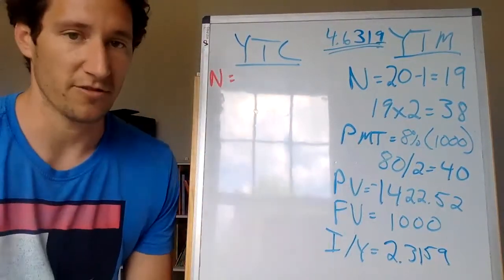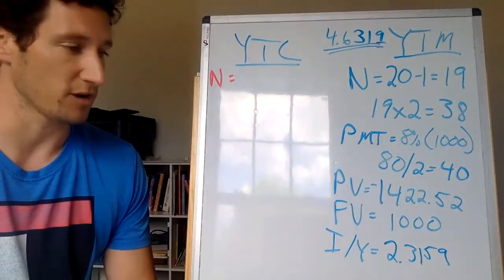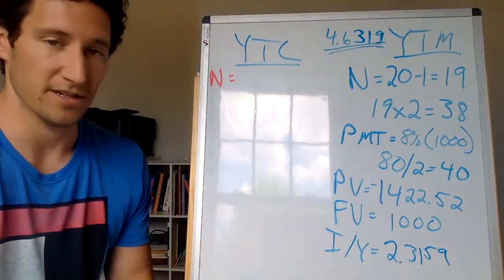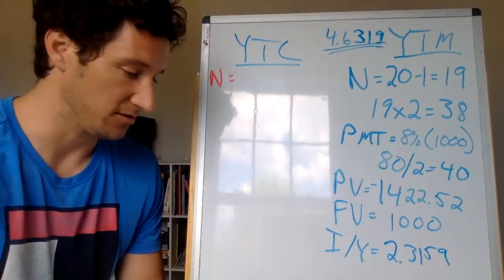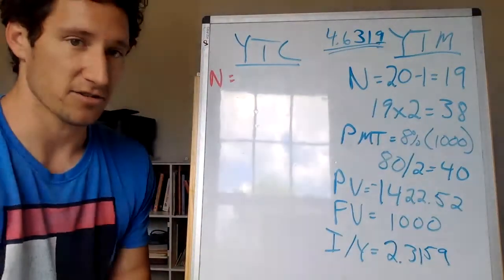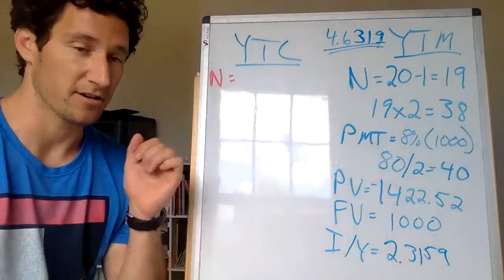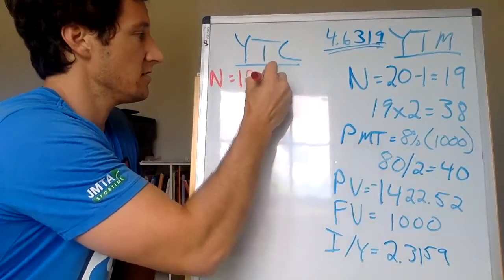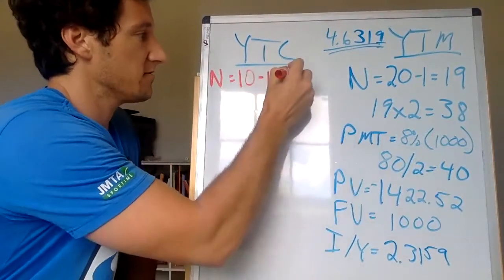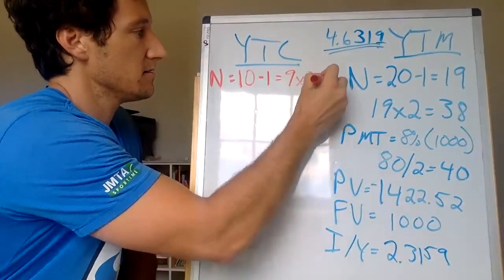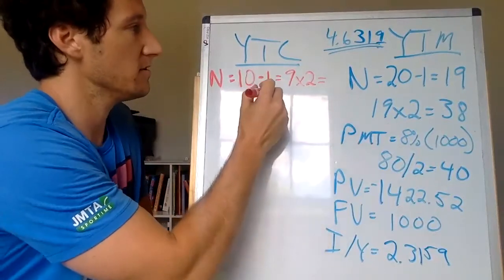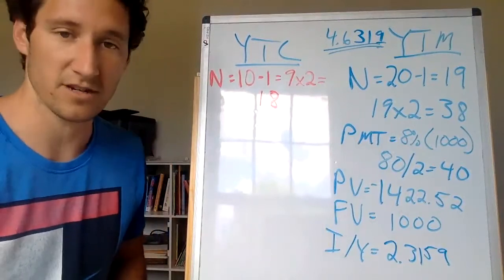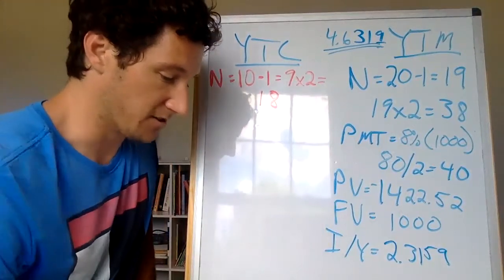All right, yield to call. So with this, we're trying to figure out what is the rate, what is the actual rate paid if these are called after 10 years, okay? So 10 years is our time period. We're gonna assume they're called here, but a year has passed. So 10 years minus 1, we've got 9 left. 9 years, semi-annual, so it's going to be 18 for N. Sorry, there's kind of a glare. All right, so 18 is N.